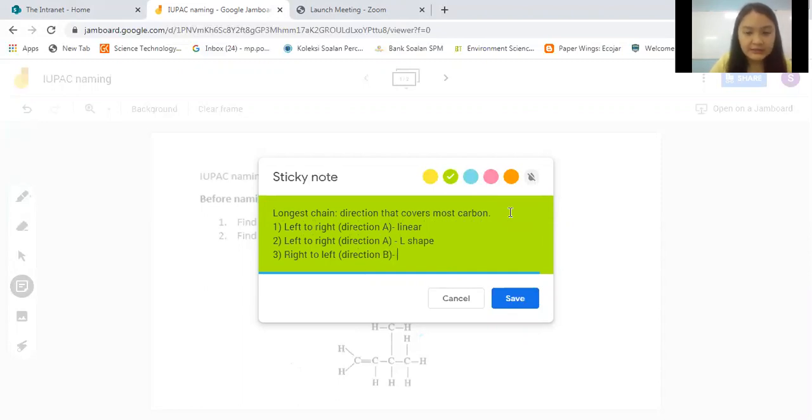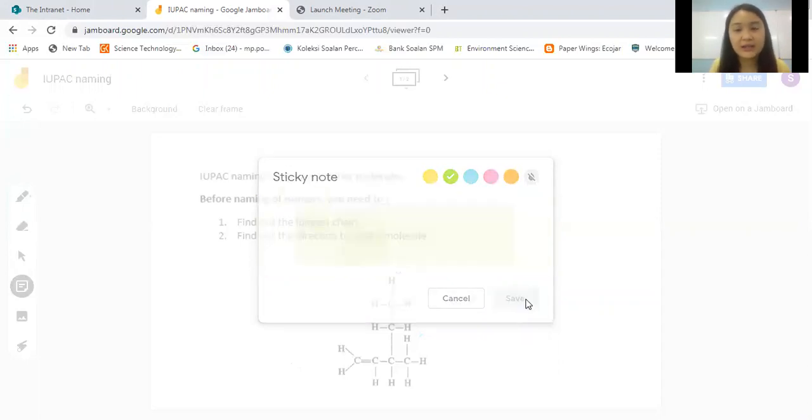You can do it in linear form, as well as the last option, you can do from right to left, or in short, we call it direction B in L shape. So if you do trial and error according to these 4 points, you will be able to see your longest chain easily. Okay, that's one.